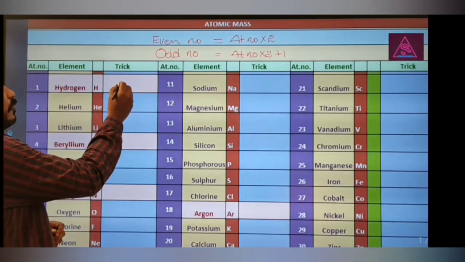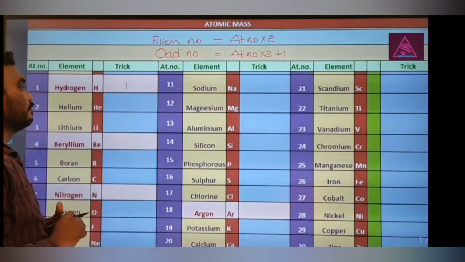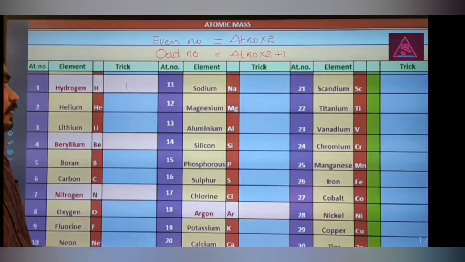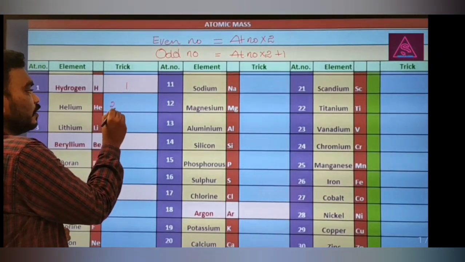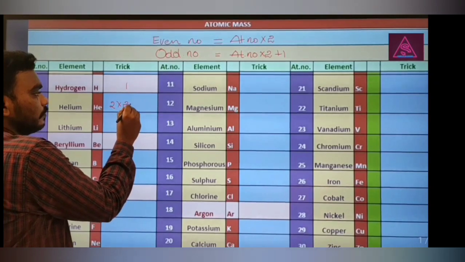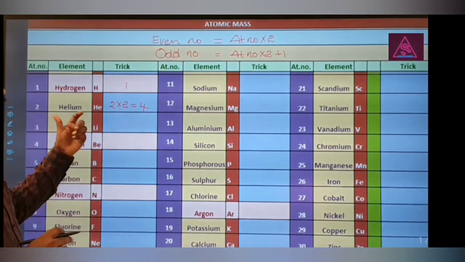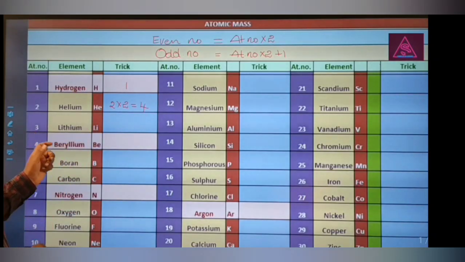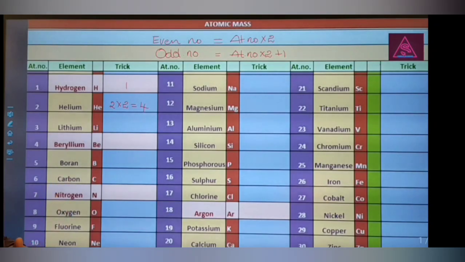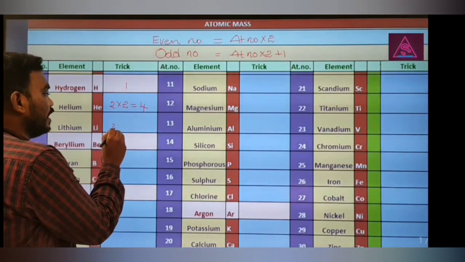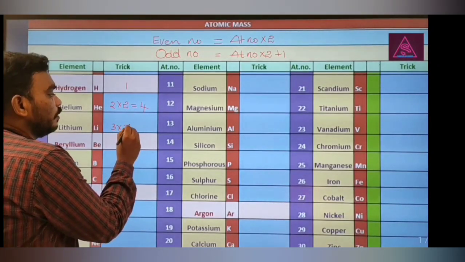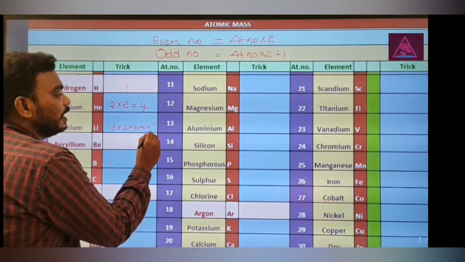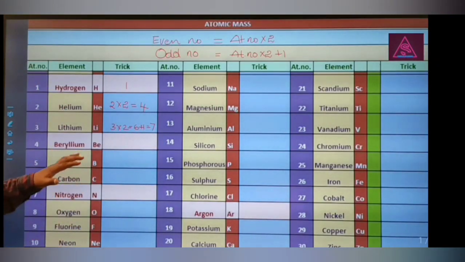Hydrogen, its atomic mass is 1 only. When it comes to helium, that is an even number, into 2. That means 2 into 2 is equal to 4. Helium atomic mass is 4. When it comes to lithium, that is an odd number. Odd number is atomic number into 2 plus 1. That is 3 into 2 equal to 6 plus 1, total 7. When it comes to beryllium, that is exempted.